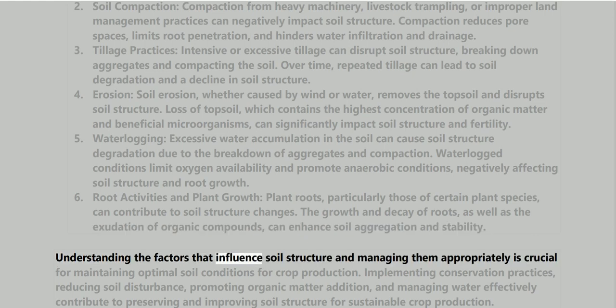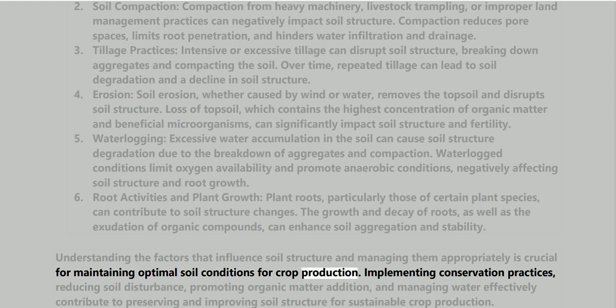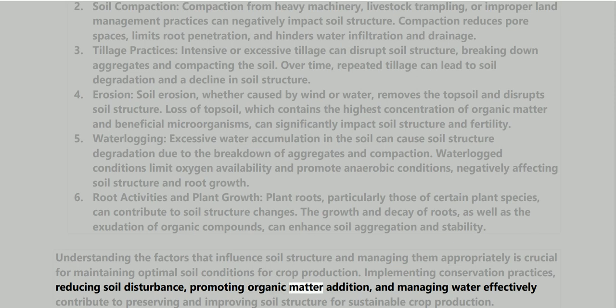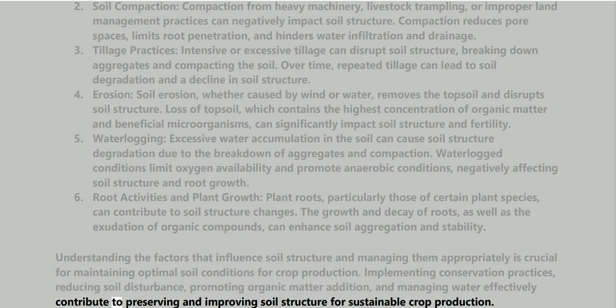Understanding the factors that influence soil structure and managing them appropriately is crucial for maintaining optimal soil conditions for crop production. Implementing conservation practices, reducing soil disturbance, promoting organic matter addition, and managing water effectively contribute to preserving and improving soil structure for sustainable crop production.